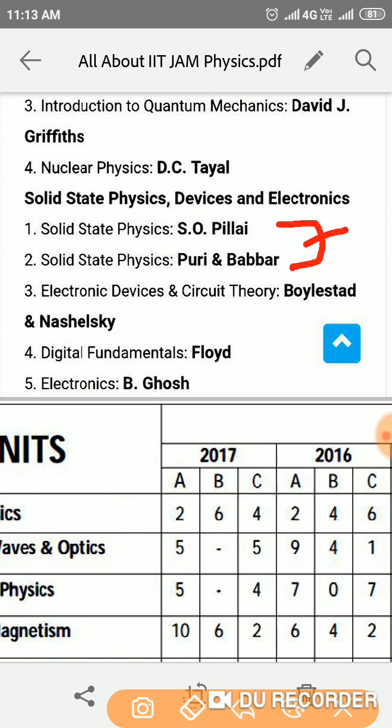And for electronics, if you want to refer to an Indian writer, there is a book by VK Mehta from Ashchan publication. That is also very good, and it is written in very basic language. So if you want to refer to a writer, you can refer to VK Mehta, from Ashchan publication. You can also refer to B Ghosh. And if you want to go for a foreign writer, Bolset is very good for the electronics part. That was all about the books, and I will again say: refer to only one book for each topic and complete it fully.